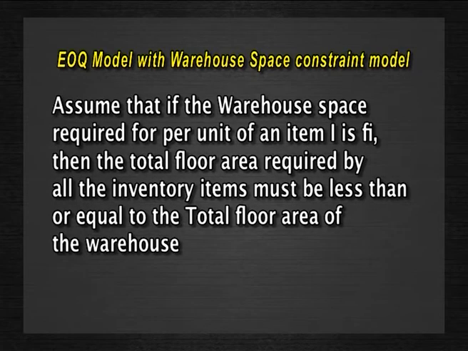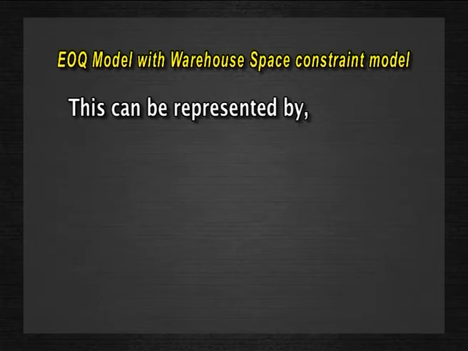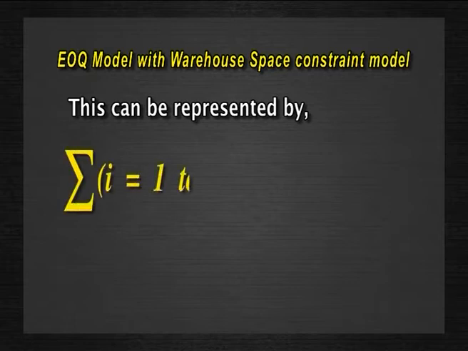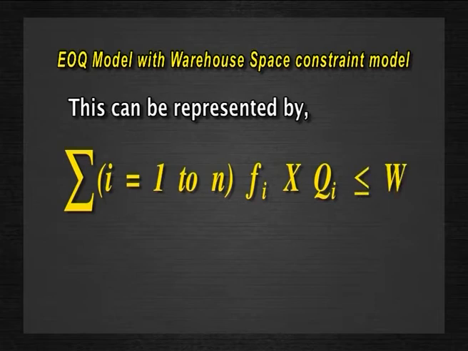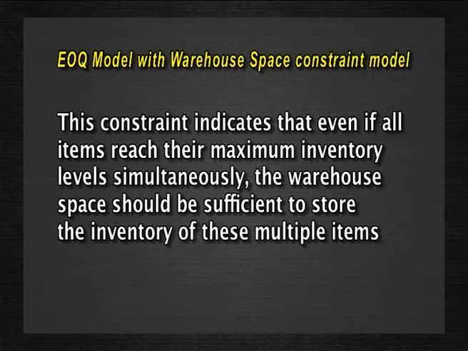Assume that if the warehouse space required per unit of an item i is Fi, then the total floor area required by all the inventory items must be less than or equal to the total floor area of the warehouse. This can be represented by the summation of i equal to 1 to n of Fi into Qi, which is less than or equal to W. This constraint indicates that even if all items reach their maximum inventory level simultaneously, the warehouse space should be sufficient to store the inventory of these multiple items.